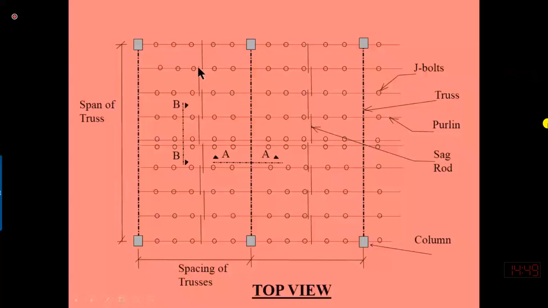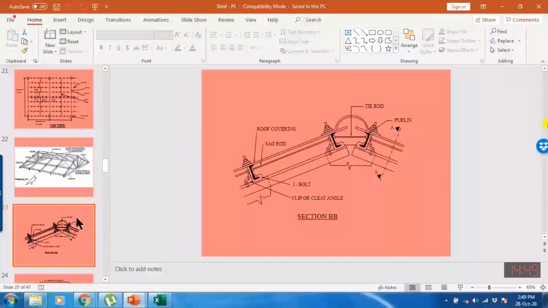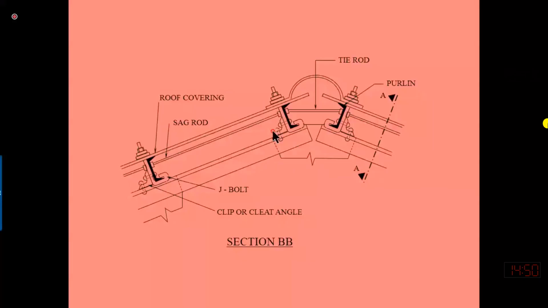For example, here you will see that this is the sag rod, which is connecting one purlin to the other purlin. The purlin is in the transversal direction. So this sag rod is provided at the mid-span of the purlin to prevent the movement of the purlin on the lateral side. We will learn its design also.